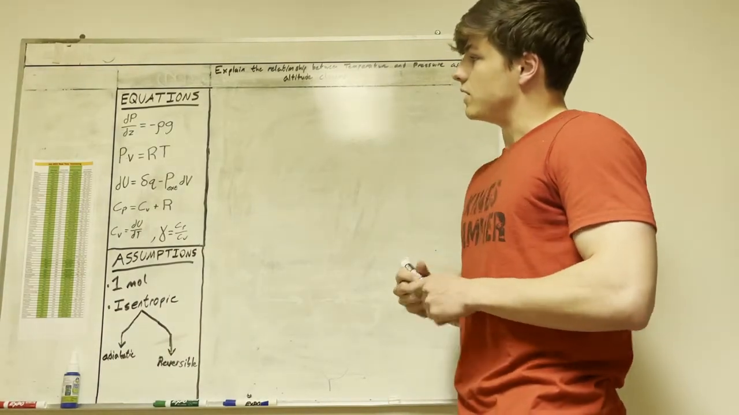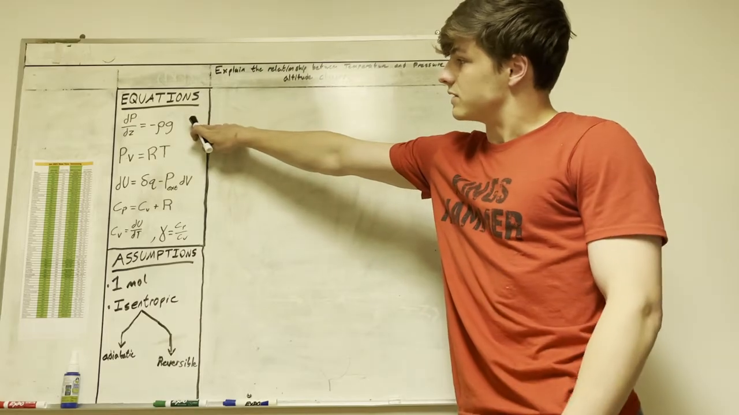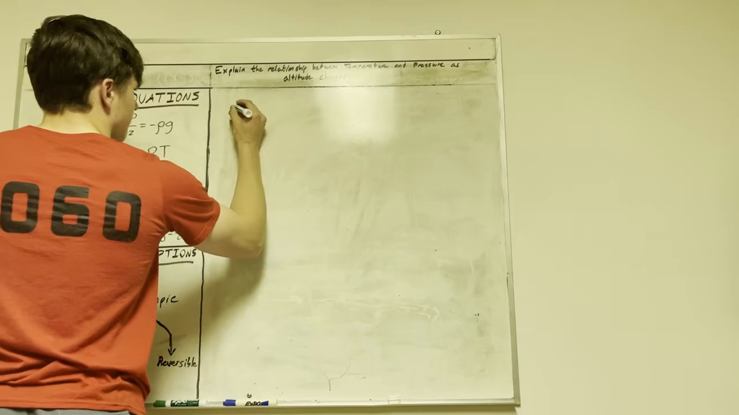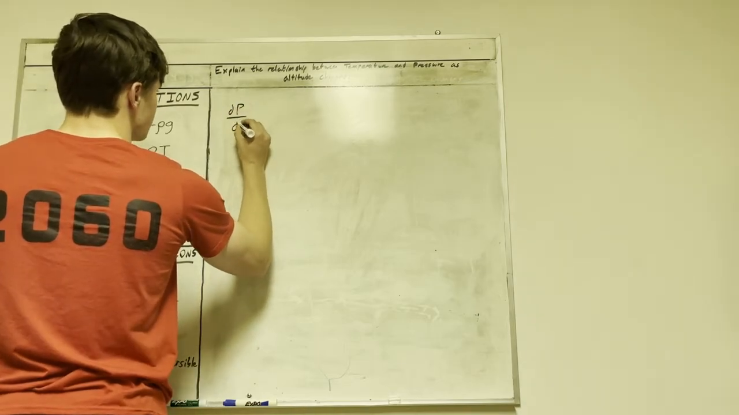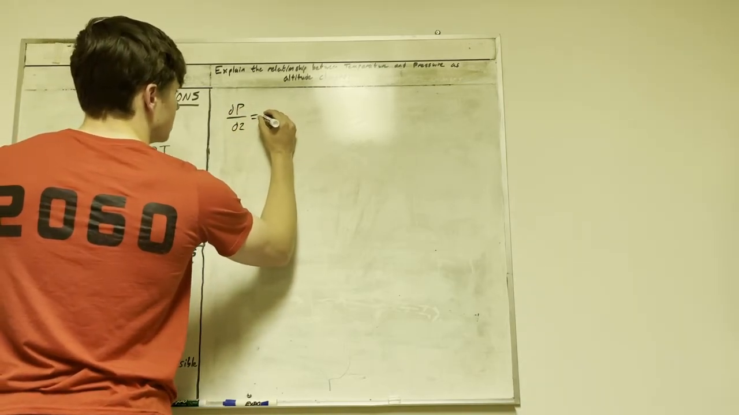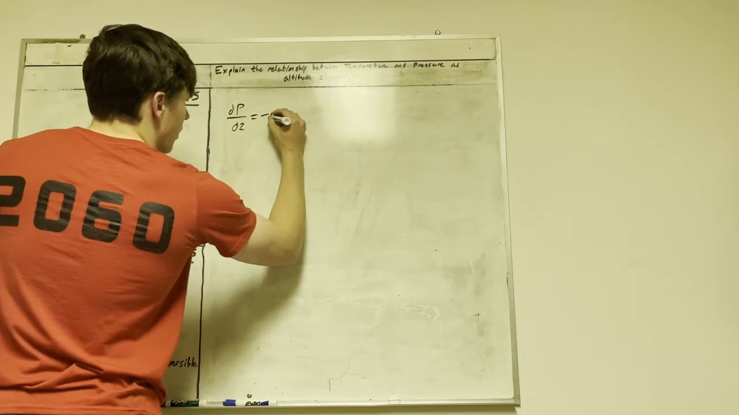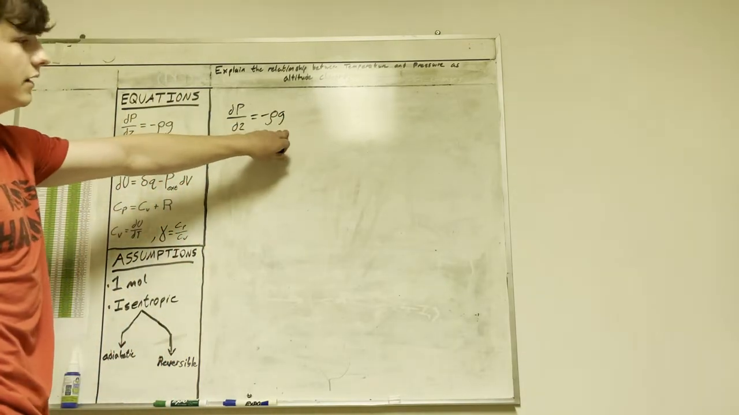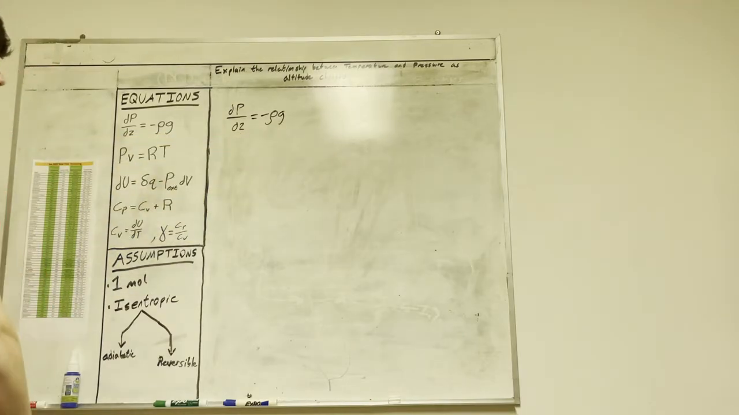And so to get started, we can use the basic equation of statics, and we can write that down over here as dP over dz equals negative rho g. So this is the density and acceleration due to gravity.